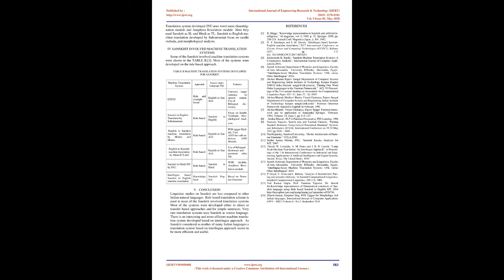Table 2. Machine translation systems developed for Sanskrit. Machine translation system, approach, source-target language pair, features. English to Sanskrit rule and example-based, sentence-to-speech output, use of bilingual dictionary. Sanskrit to English translator by Subramanian: rule-based, Sanskrit to English, focus on Sandhi Vichheda, morphological analysis. English to Sanskrit machine translation by Mishra and Mishra: rule-based, English to Sanskrit, POS tagger module, uses ANN for verb selection, GNP module.